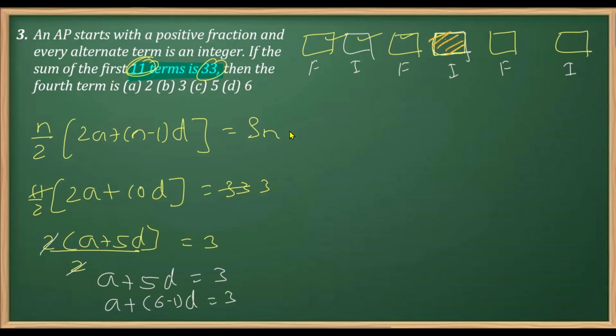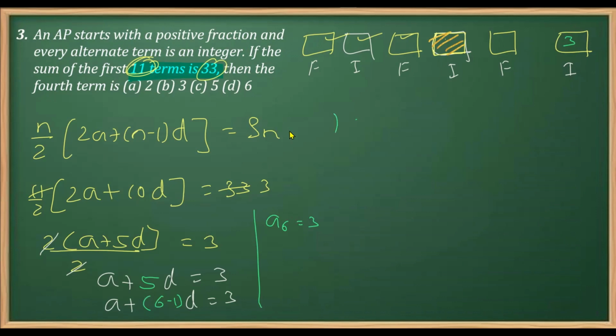Now let's understand what I mean to say by writing in this way. Check here, I wrote this in the form of a plus (n minus 1)d, right? So isn't it that we got the sixth term? And a plus (6 minus 1)d is 3. So this is the sixth term, and this is equal to 3. First, second, third, I'm just counting it as the sixth term.